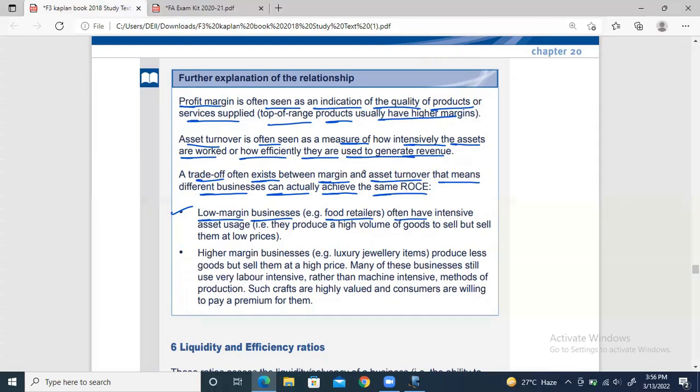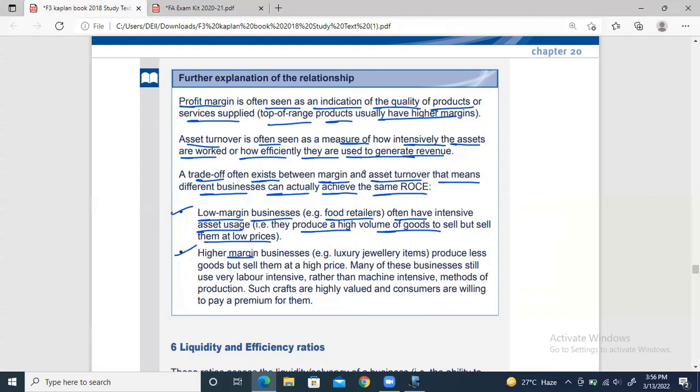So often have intensive asset usage. They produced high volume of goods to sell, but sell them at lower prices. Again, it's the effect of that economies of scale that we've already studied in F1. So what happens is that, yes, there are machines working, but they're working to such intensity that the per unit cost just becomes so small that it reduces our overall cost, right?